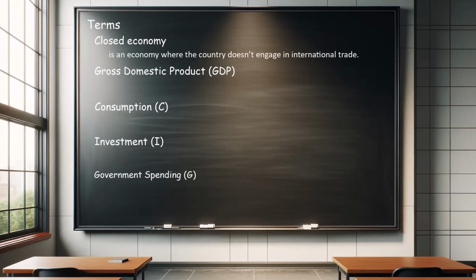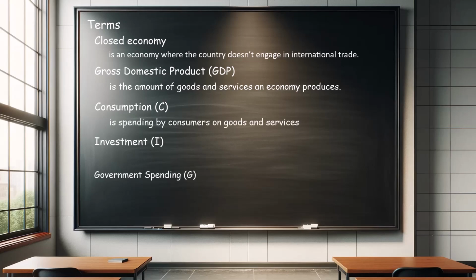A closed economy is one where the country doesn't engage in international trade, so the country does not export goods to other countries nor does it import goods from other countries. Gross domestic product (GDP) is the amount of goods and services an economy produces. Consumption (C) is spending by consumers on goods and services and has two components: consumption based on personal income and autonomous consumption, or spending not based on income.